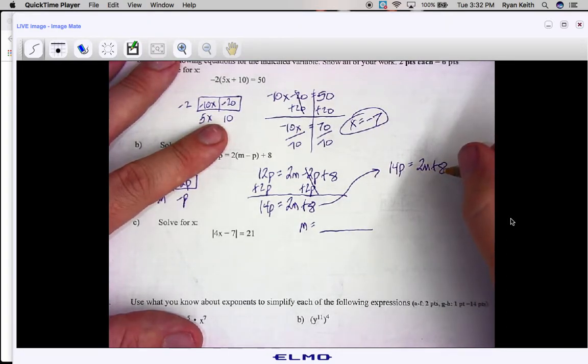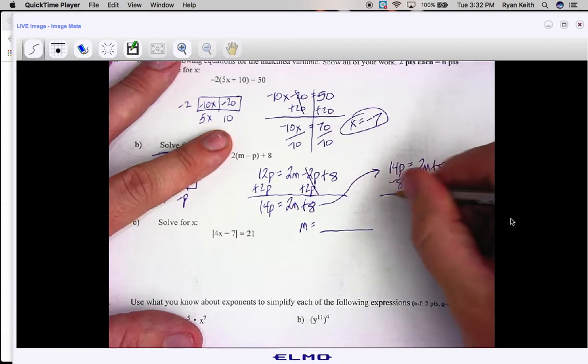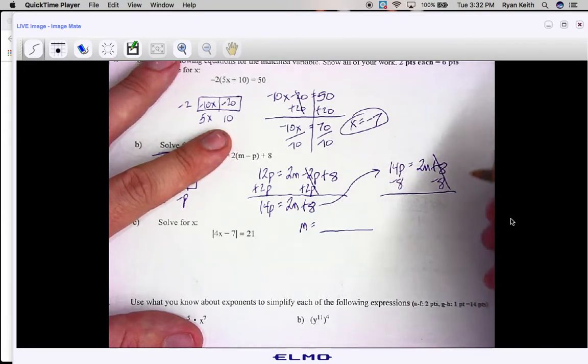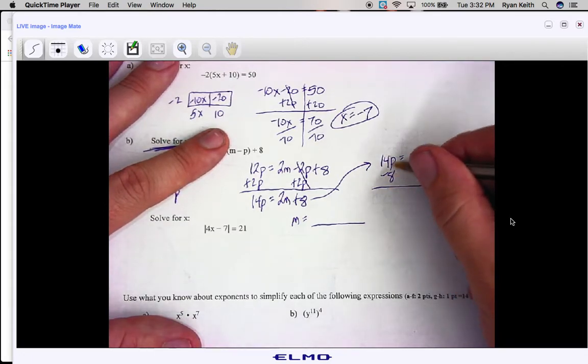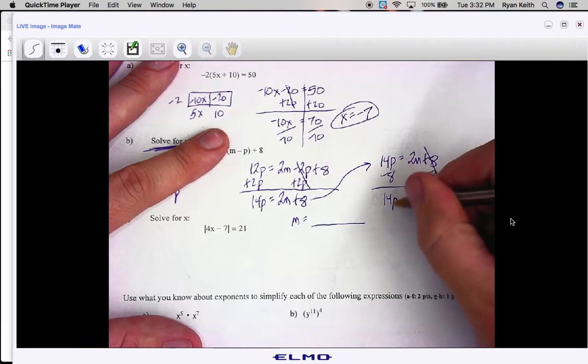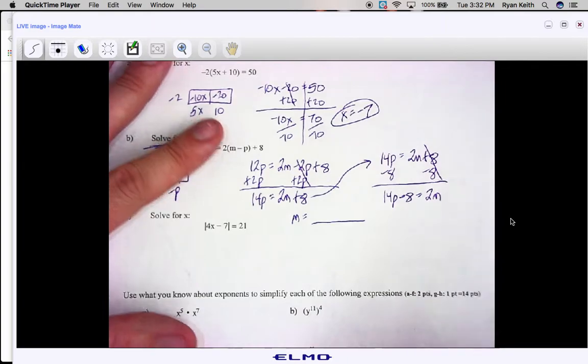We said we also have to get the 8 moved over, right? Minus 8, minus 8. Because I want m alone, so that needs to disappear. And I'd have, now can I combine those together? Are they like terms? No, there's no p here. So 14p minus 8 equals 2m.